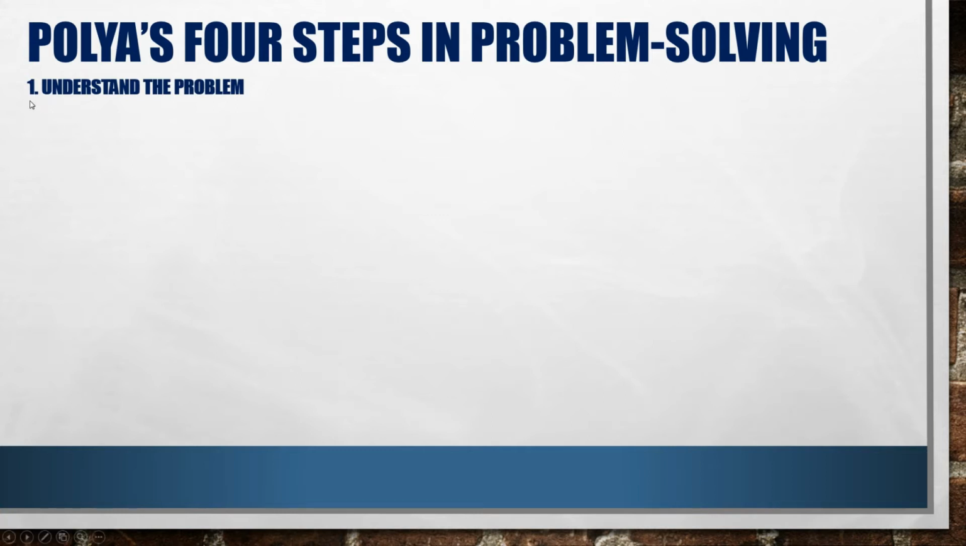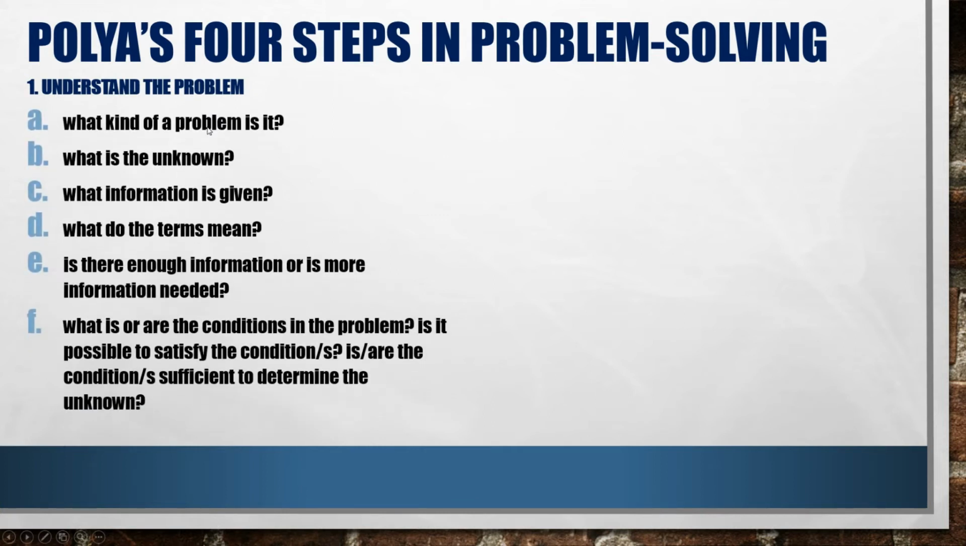The first one, you have to understand the problem. You have to know what kind of problem it is, what the unknown is, what information is given in the problem, what the terms mean, is there enough information or is more information needed, what the conditions in the problem are, is it possible to satisfy the condition, is the condition sufficient to determine the unknown. So those things, you really have to understand the problem for you to get the following information.